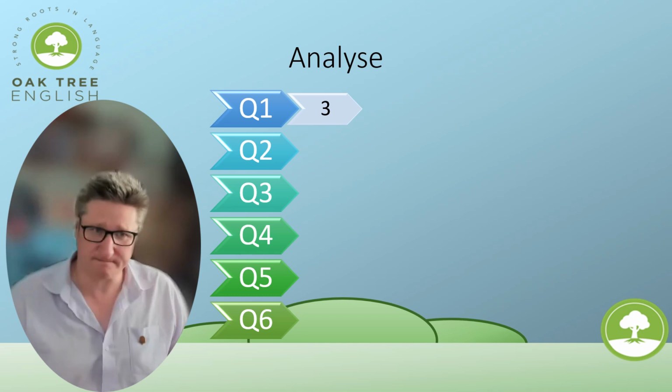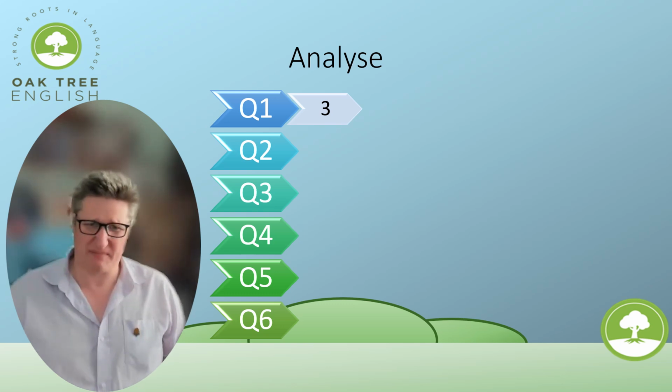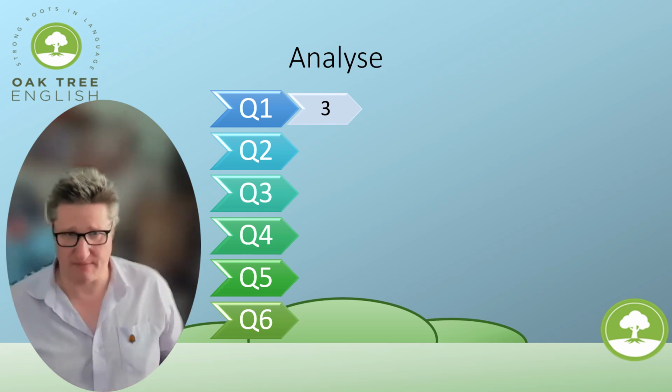Question 1 asks you to find 3 things in the text. This prepares you to navigate the text and should be done in about 3 minutes to attain 3 marks.